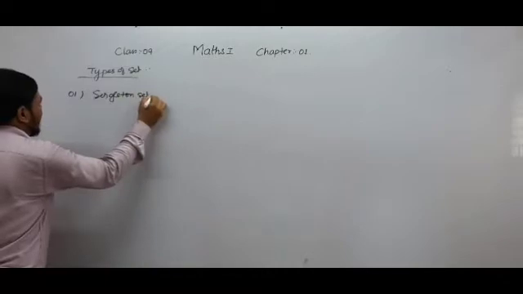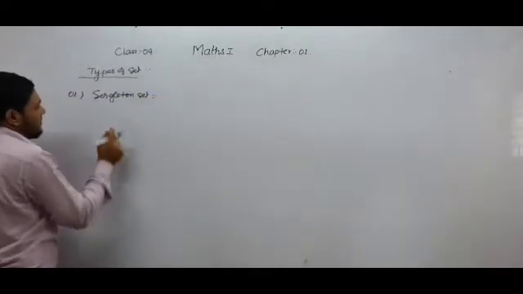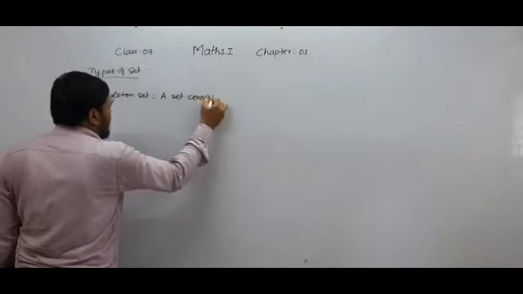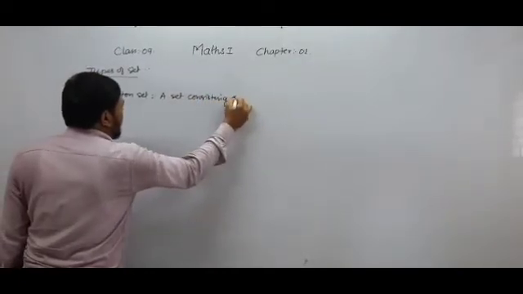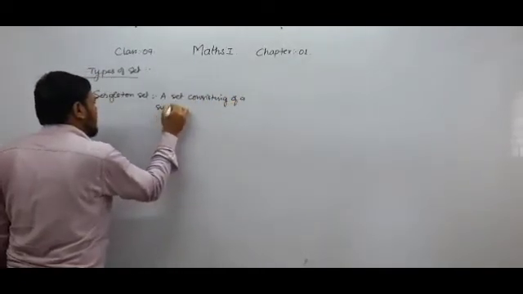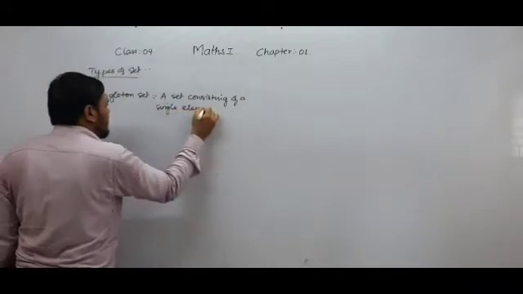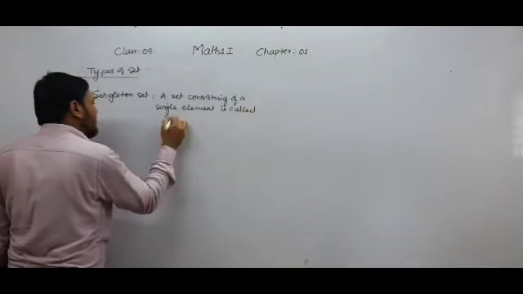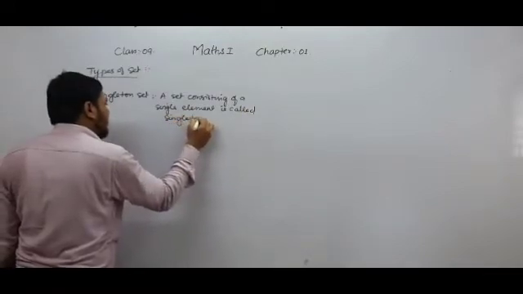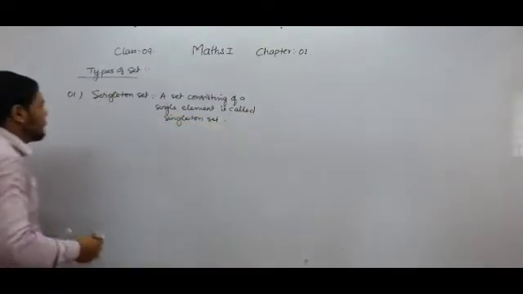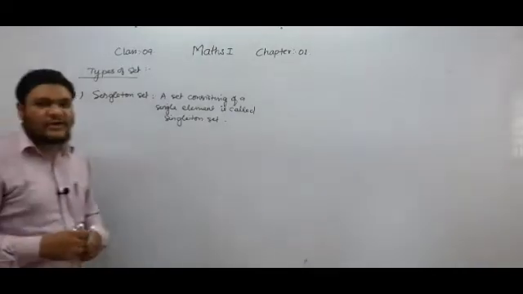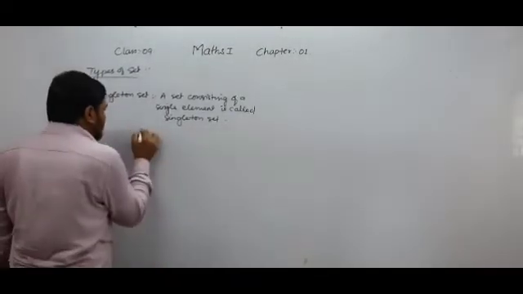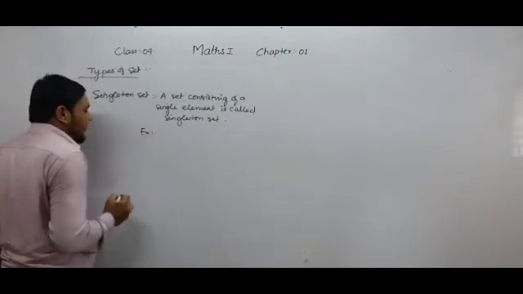Singleton set. The definition of the singleton set is: a set consisting of a single element is called a singleton set. So students, a set that contains only one element, or a single element, is called a singleton set. We will take one example in order to understand this.